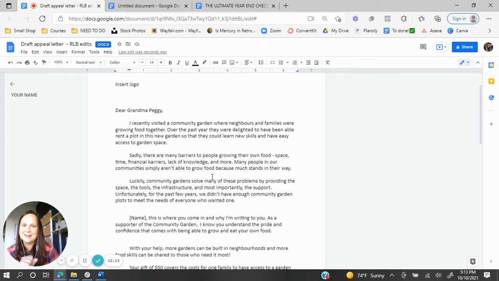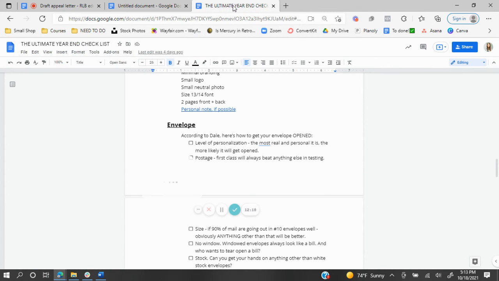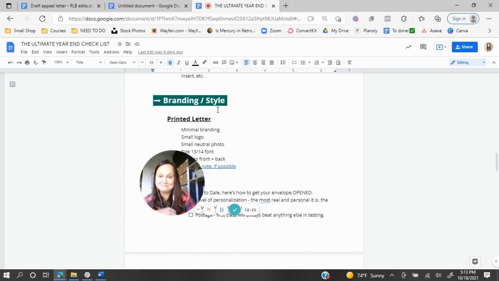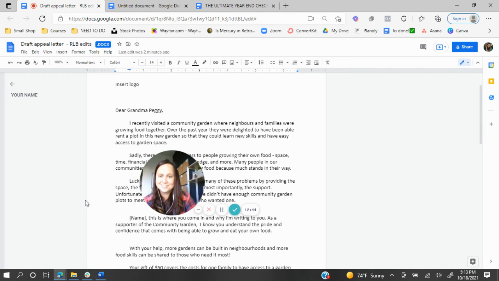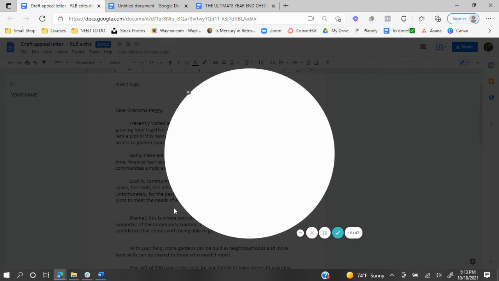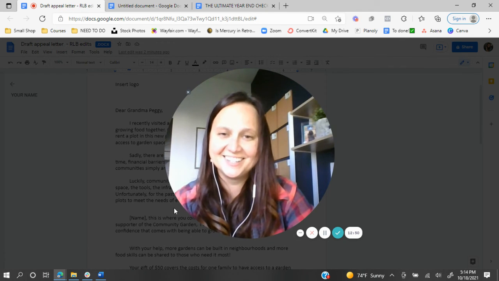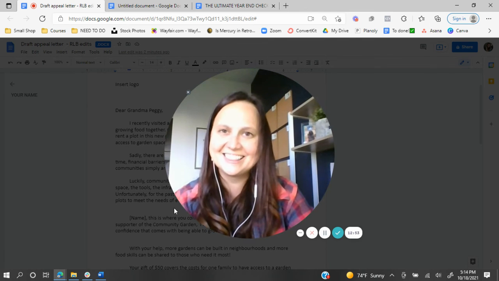If you are interested in checking out the year-end checklist, this thing is pretty awesome. Here's just a little sneak peek. Another thing that you should probably think about is the envelope. I will share with you, my friend John Lepp has this great blog called Dale's Mail that is all about the outer envelope of your appeal and how to get your letter opened. So if you have any questions, let me know.